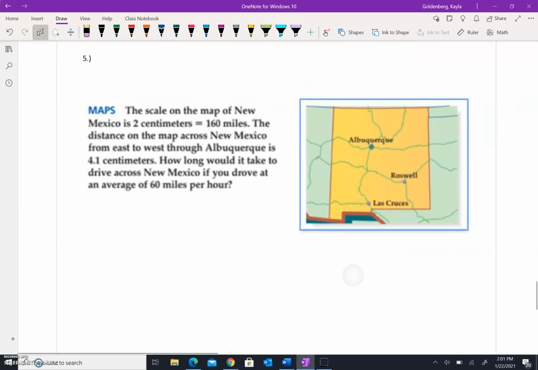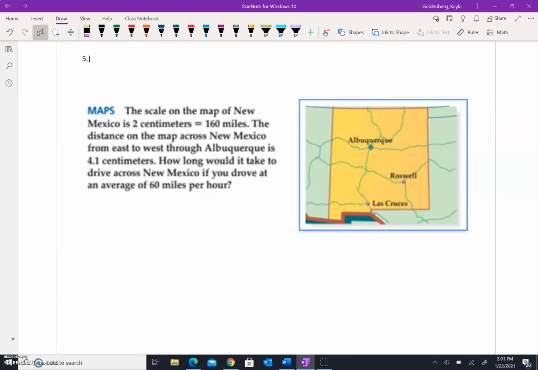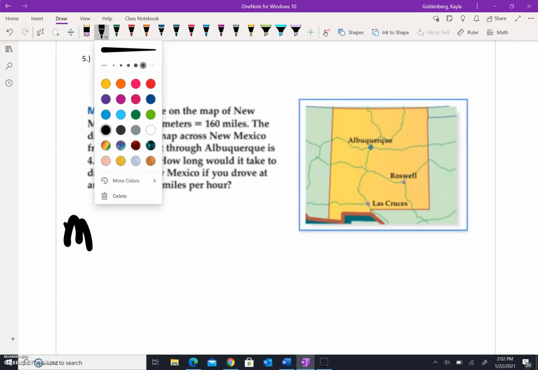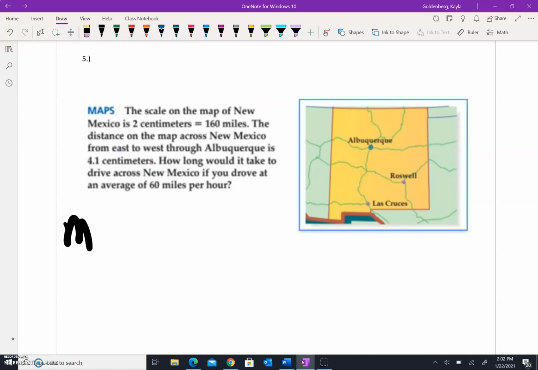This last one is a very typical kind of problem. A lot of times you'll see map problems where you have a scale, right? Scaling up or down. The map is representing real life, so that is scaling it up to represent real life. And 2 centimeters on the map are 160 miles in real life. So oftentimes I'll do map to real life.